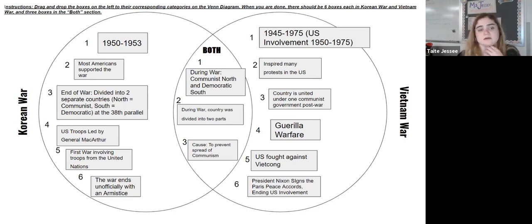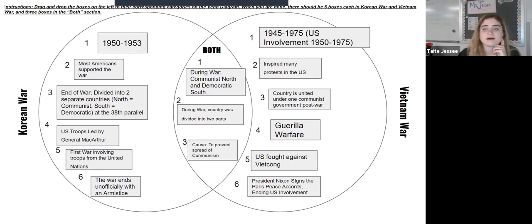South Korea is a democratic government system supported by the US. That divide occurs at the 38th parallel. So that's a geographic point halfway or around halfway on the Korean Peninsula. Okay, at the end of the Vietnam War, the country is united. So Vietnam is not split in two at the end of the war, but it is under one communist government.